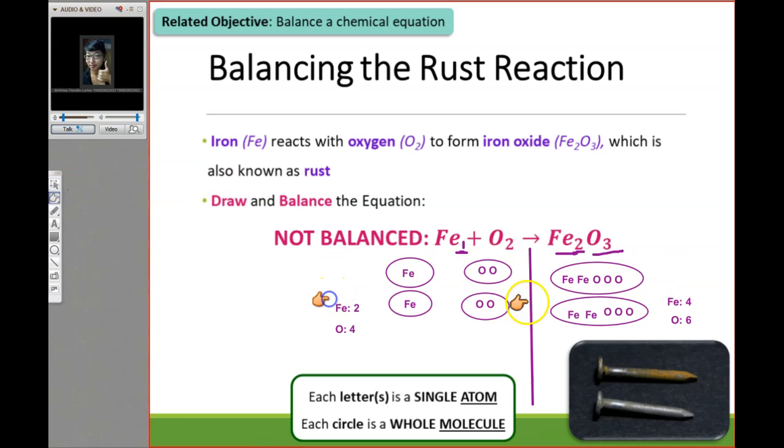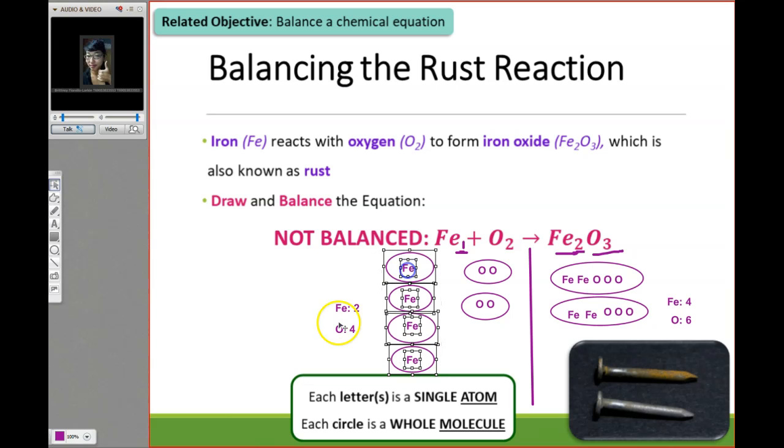Take a look, I have 2 irons on the left, 4 on the right, so I need more on the left. How many more irons do I need on the left? Everybody tell me in the chat box. Yeah, we need 2 more, so let's go ahead. I'm gonna go ahead and just copy this and paste this and put 2 more on here. Looking good. There we go. So we have now 4 of these irons. And how many more?